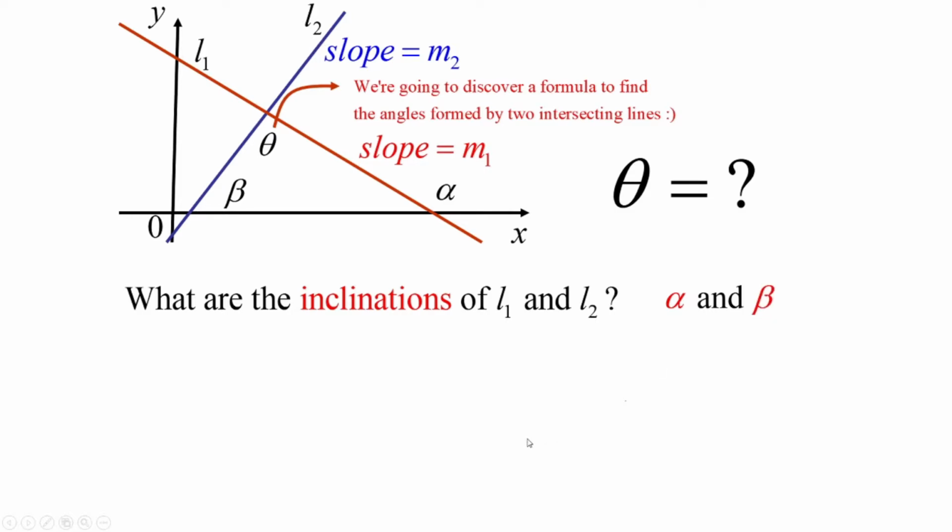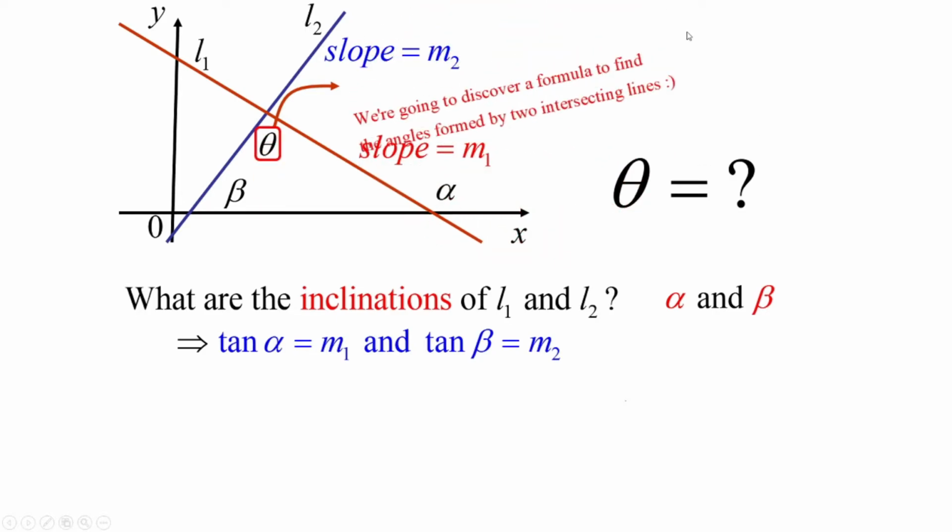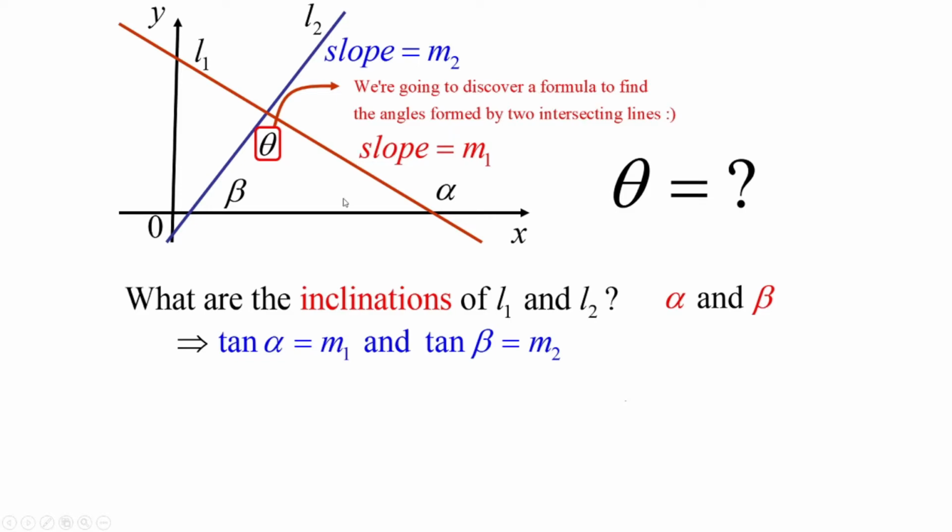Okay, so now, remember your definition for inclination angles? Doesn't then tangent of alpha have to equal the slope of line 1, which we're going to call m sub 1? And doesn't tangent of beta have to equal the slope of line 2, which we're going to call m sub 2? All right, so there's our inclinations right there. Okay, and let's develop a formula for theta. So what we need to do then is write theta in terms of alpha and beta. And to do that, we're going to do a little bit of geometry.